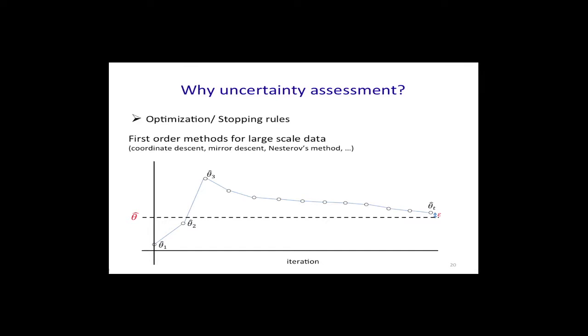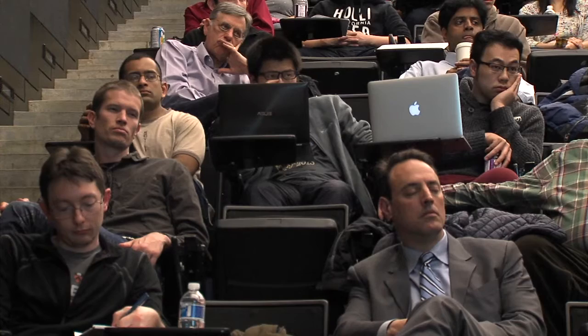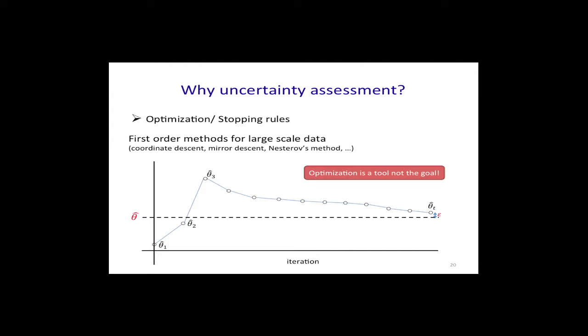And then, if you want to be in an epsilon neighborhood, you should run this algorithm for this number of iterations, or at least for this order of number of iterations. But the point that I want to raise here is that the goal is statistical inference. What we really care about is the true parameter theta zero, not theta hat. And optimization here is just a tool, it's not the goal.